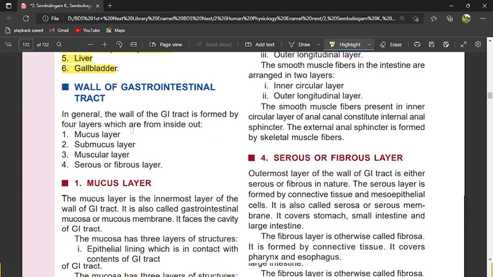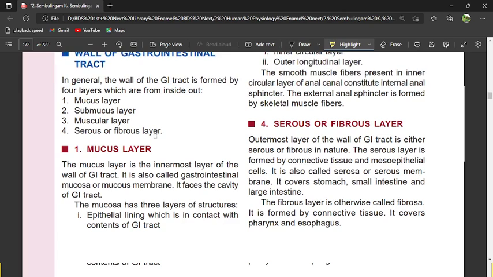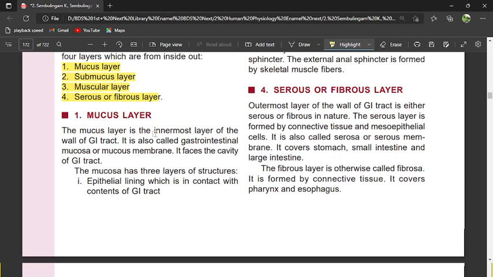Is that clear? Next, the wall of the gastrointestinal tract. Let us study that wall. If you cut the GI tract transversely, you'll see four layers. First is the mucous layer, then the submucous layer, then the muscularis layer, then the serous layer or fibrous layer. First is the mucous layer. It is the innermost layer.